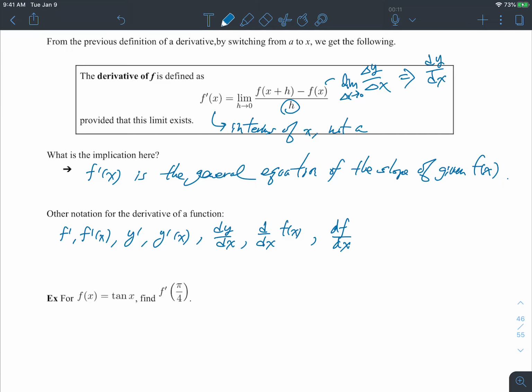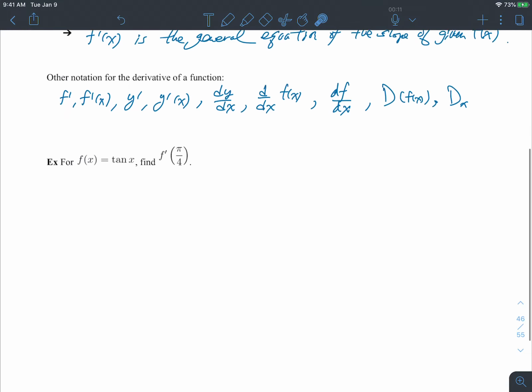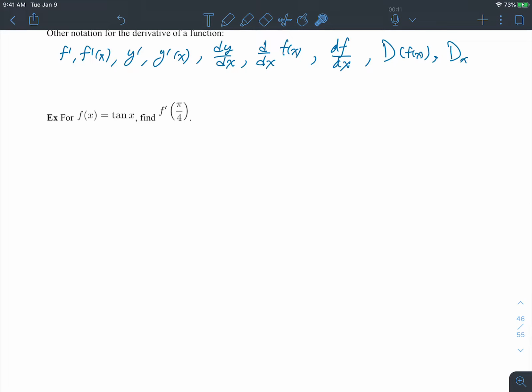It's a function. And sometimes we may put big D of f of x, or we have big D differentiated with respect to x. There are lots and lots of notations, but the ones in the beginning are the ones that you're going to see the most often, right? So if it looks like a fraction, it's Leibniz. If it has a little apostrophe, that's prime. That's a Newtonian notation.